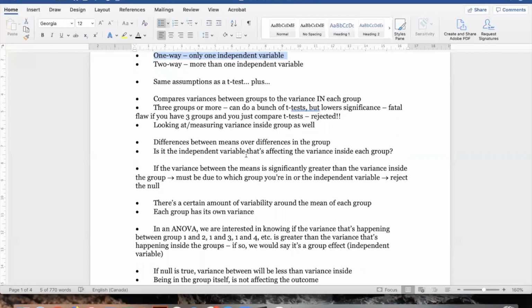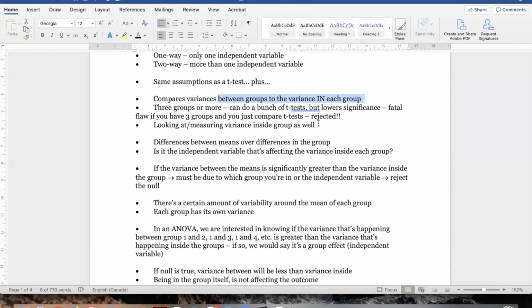So you make the same assumptions as the t-test. Remember, we talked about it has to have one categorical independent variable, and then has to have a continuous dependent variable, has to be homogeneous in variance. So it's all those same things. Plus, you want to compare the variances between those groups to the variances in each group. So you have more than 2 groups in your independent variable, in which case we do ANOVA, okay?